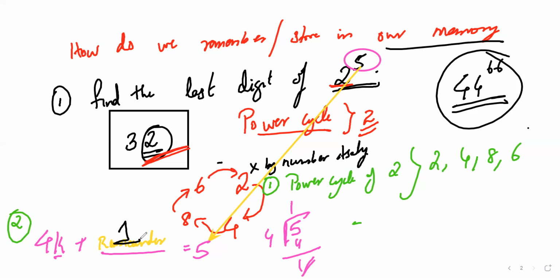Then in the power cycle of 2, write down here 1, 2, 3, and 4. The remainder is 1. So the remainder is matching now to this 2. So what is the last digit? 2 itself.